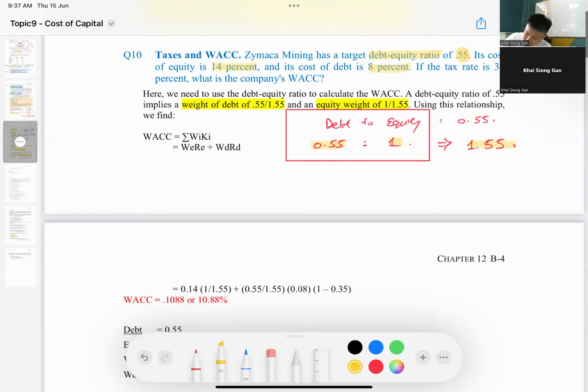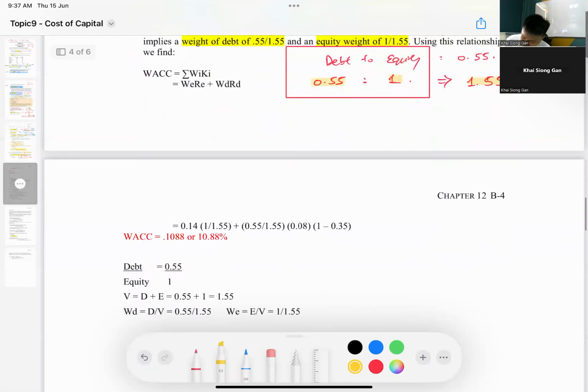So all these are what? Required return, no? RE is RE. This is RD. Don't forget, you need to adjust for tax. If the tax rate is 35%, what is the company's WACC? Quite easy also, right? This one. So just put everything in only. So I will do that with you. So same thing, we calculate WACC.